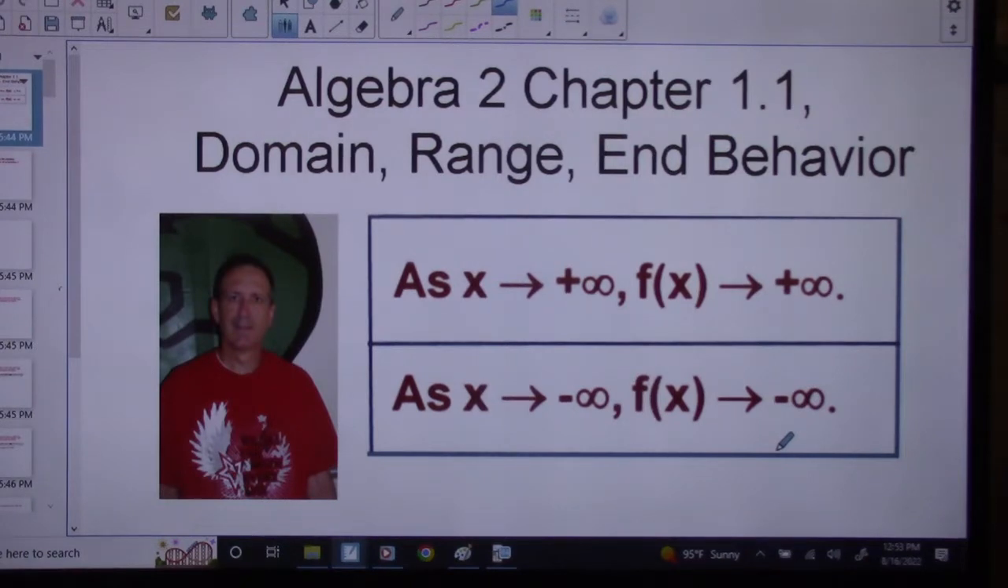What we're doing today is we're going to be talking about domain, range, and end behavior. And in my teaching profession, I'm not one of these teachers that is a lecturer for most of the classes that you're going to have here, but this is one of the exceptions to that. And so I apologize for that in advance.